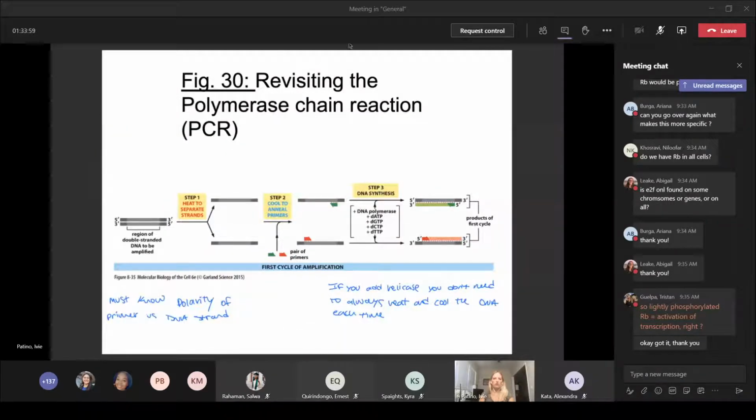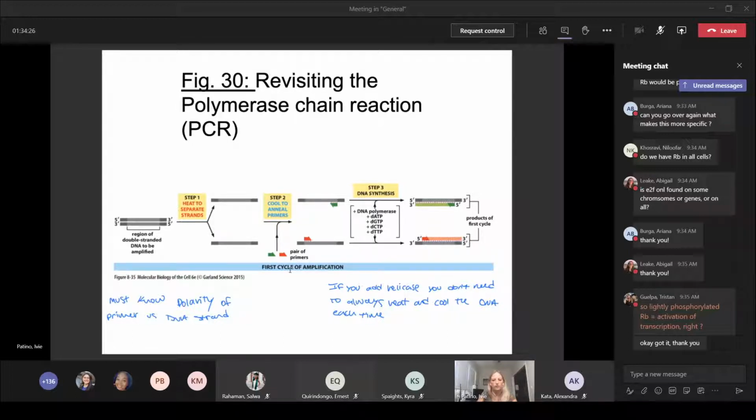So now for PCR. If you guys remember PCR, we have our strand that we want amplified. So then we get primers for that strand. We denature that target strand so that it's accessible to the primers. And then we add DNA polymerase and synthesize new strands.